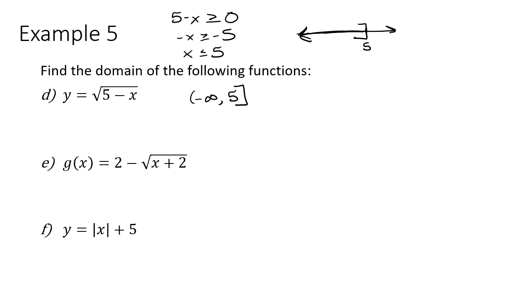Same thing for part E, although you're going to notice in this case, we don't care about what's going on outside of the square root. All we care about is that the inside of the square root is not negative. So try pausing the video here and see if you can find the domain for part E of example 5.